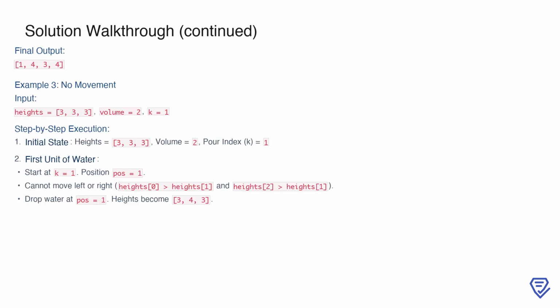In the third example, we analyze a case where the water has no room to move. The heights array is [3, 3, 3], the volume is 2, and the pour index K is 1. Initially, the heights remain unchanged, and we have 2 units of water to pour. For the first unit, we start at position 1. Here, it's not possible to move left or right because both heights[0] and heights[2] equal heights[1]. As a result, the water is dropped at position 1, increasing its height to 4. The updated heights become [3, 4, 3].